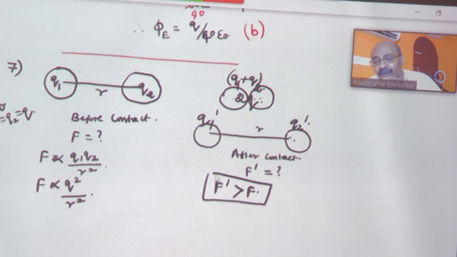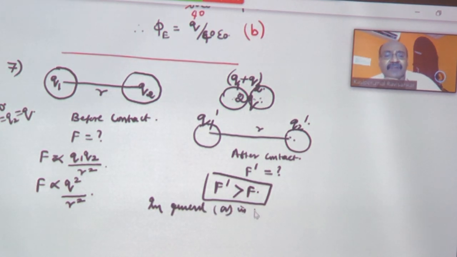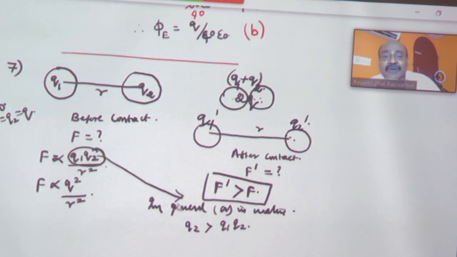Usually, in general, or we can say in nature, the value of Q2, the second charge, is always greater than Q1 into Q2. When you are applying Q1 into Q2, since the value of Q2 is always greater than Q1 into Q2, we can say F dash is greater than that of F.